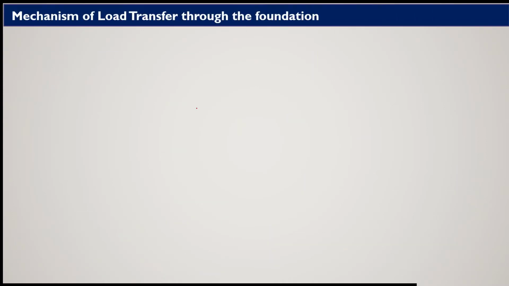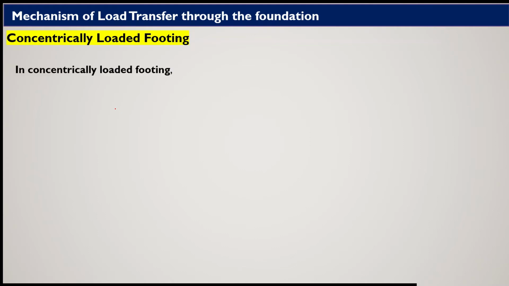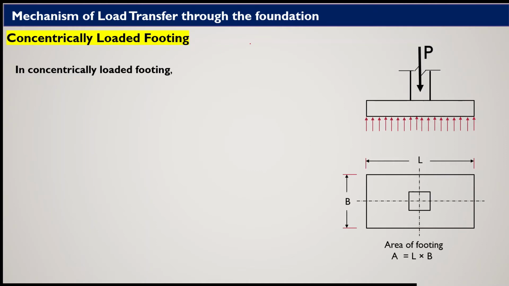Now, mechanism of load transfer through the foundation, how load is transferred to the soil. The first type may be when the column is concentrically located on the footing. At that time, the load will be a concentrically loaded footing, we can say. In concentrically loaded footing, now you can see this diagram.